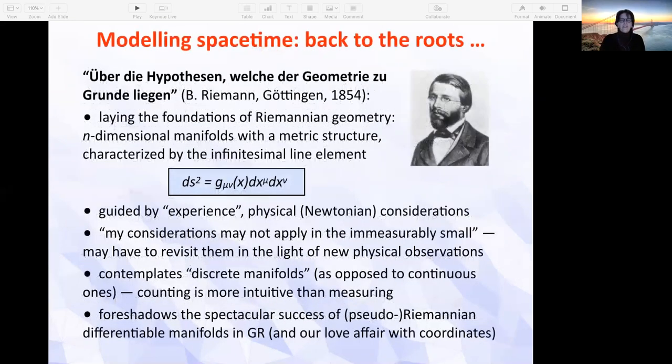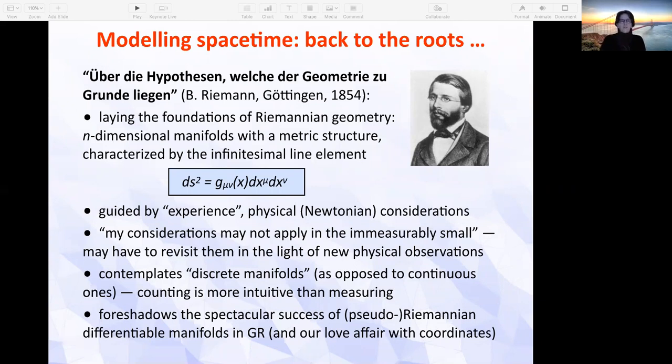Okay, let's start back in history. Let's go back to the mid 19th century, where some of the roots were laid to what I before called the standard description of general relativity. Here is Riemann in this picture. He was a student of Gauss and wrote in his very famous habilitation colloquium, which you can find online, also translated to English, about what we now would think of as the foundations of Riemannian geometry.